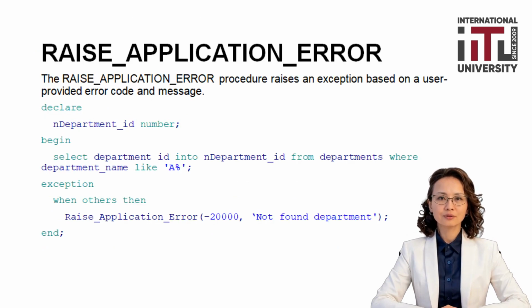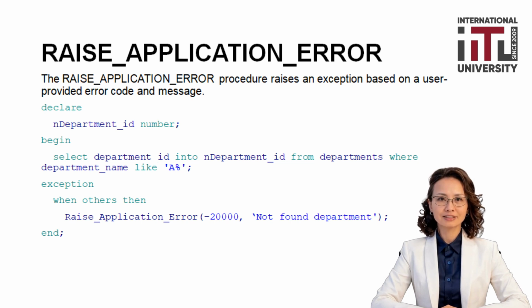In PL/SQL, the RAISE_APPLICATION_ERROR procedure allows you to raise a custom exception with a user-defined error code and message. In this example, we declare a variable n_department_id and try to select a department ID where the department name starts with A. If the query fails or any other error occurs, the OTHERS exception handler is triggered. Inside this handler, we call RAISE_APPLICATION_ERROR with a custom error code, 2000, and the message "Not found department." This allows the program to report meaningful error messages to the user and handle exceptions in a controlled way, improving program reliability and debugging.